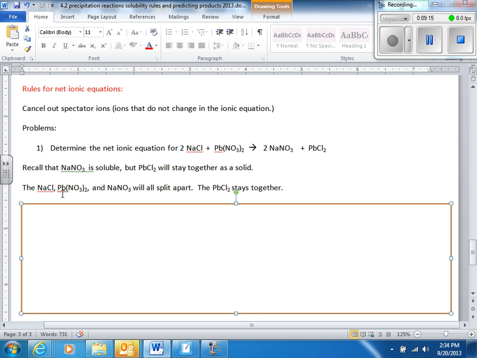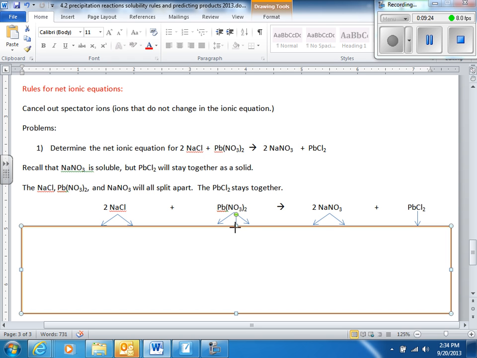Things that are soluble split apart. Things that are insoluble form a precipitate, stay together. This is the tricky part. So anything that was soluble splits up, and we put these little arrows saying split it up. Anything that's insoluble, say keep it together, just come straight down.